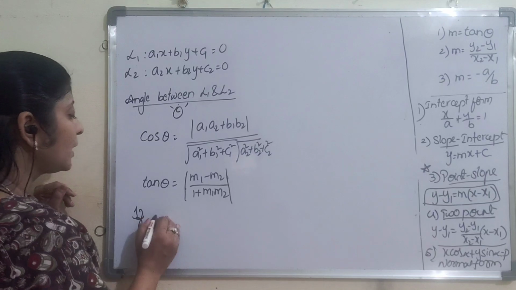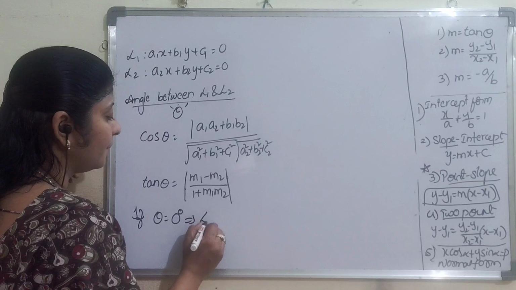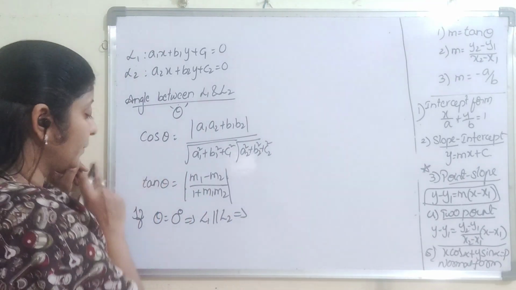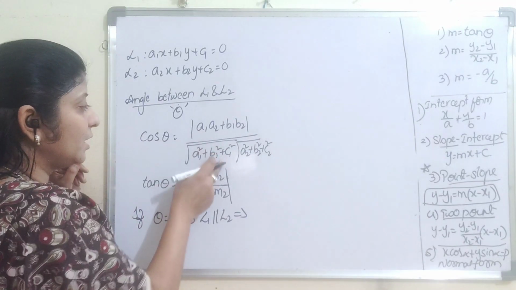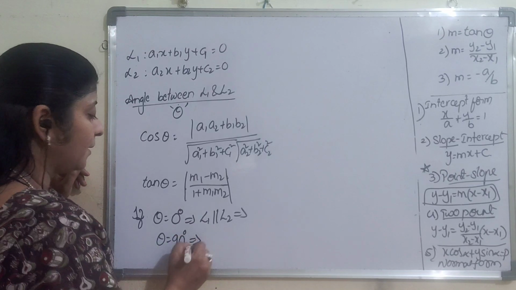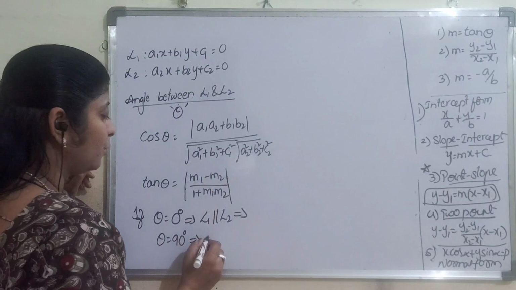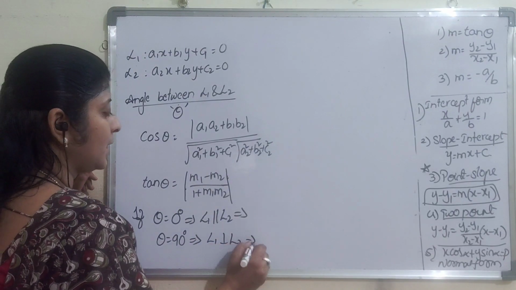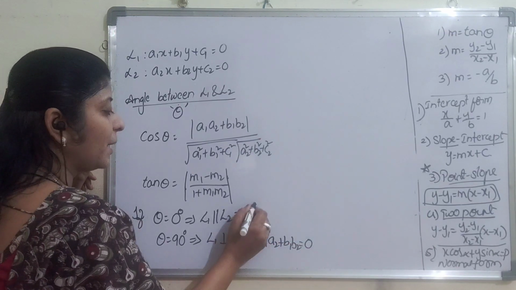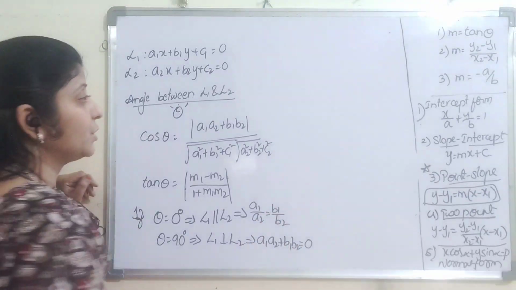If theta equals 0 degrees, that means the two lines are parallel. The condition will be cos 0, which is 1, so these both will be equal. No need to write that one. If cos 90 is there, cos 90 is 0. Cross multiply, you will get A1 A2 plus B1 B2 equal to 0. For the parallel condition, simply we can write A1 by A2 equal to B1 by B2.